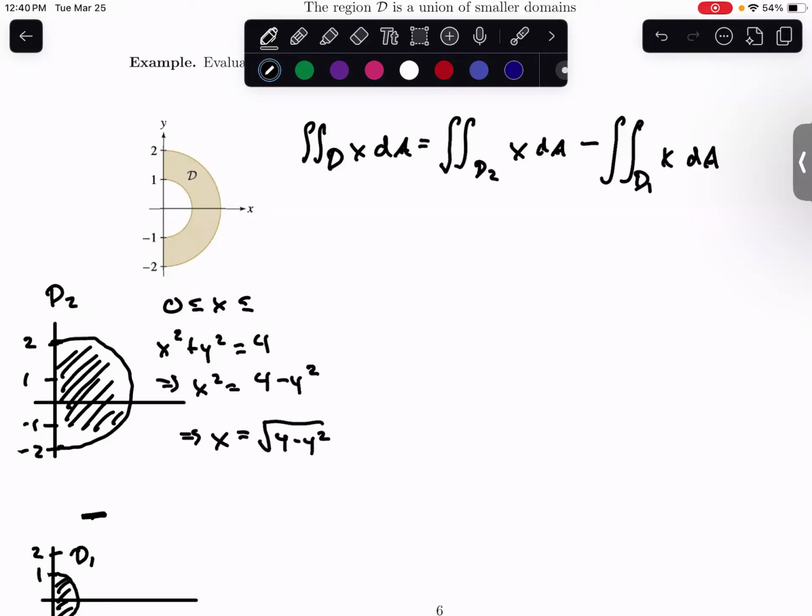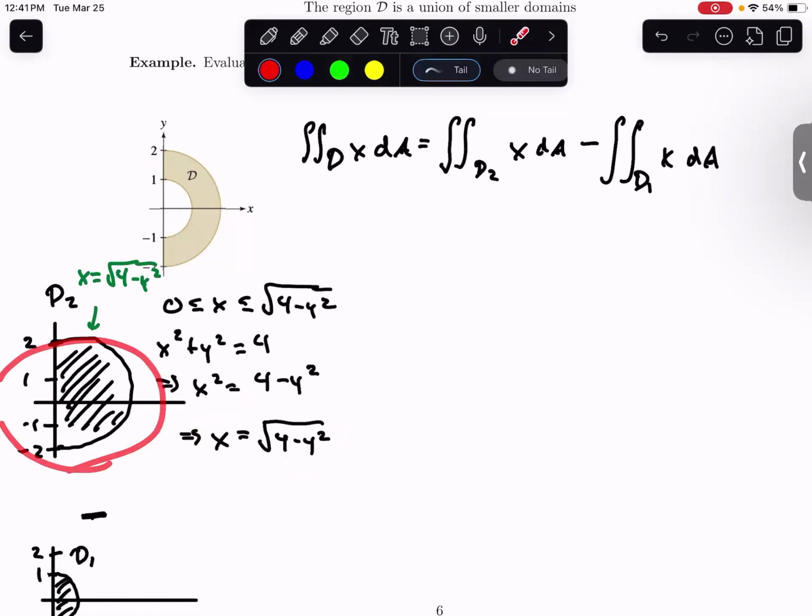And when you take a square root, usually it's plus or minus. But if you look at our region, x is always positive, so this is going to be the positive square root. If we had the other situation, like if we reflected across the y-axis, we would have to assume that x is minus the square root instead, which would change things. So this curve is x equals the square root of 4 minus y squared, and this gives us the upper bound with respect to x. Now we know how to set this up.